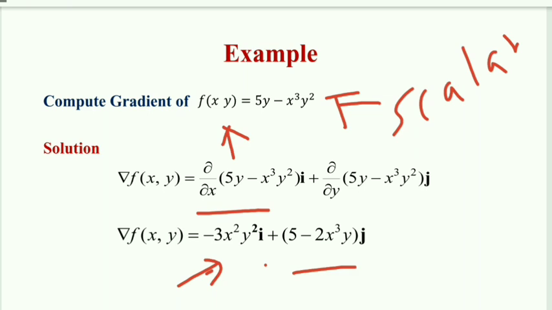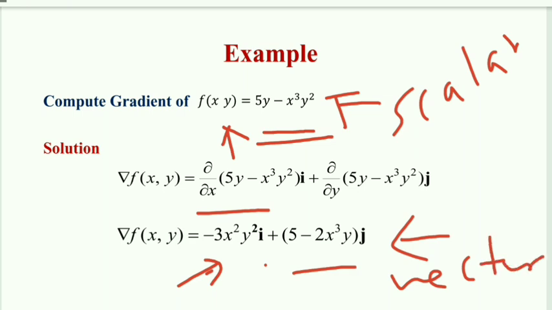So here you see, the original given function is a scalar and the gradient is a vector. Why is it a vector? Because it has both i and j unit vectors. Unit vectors give direction, and these are all the magnitudes.